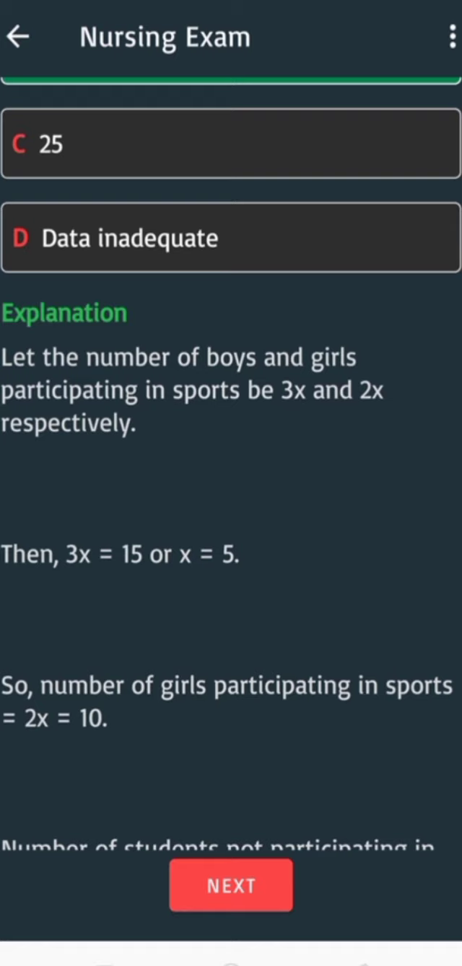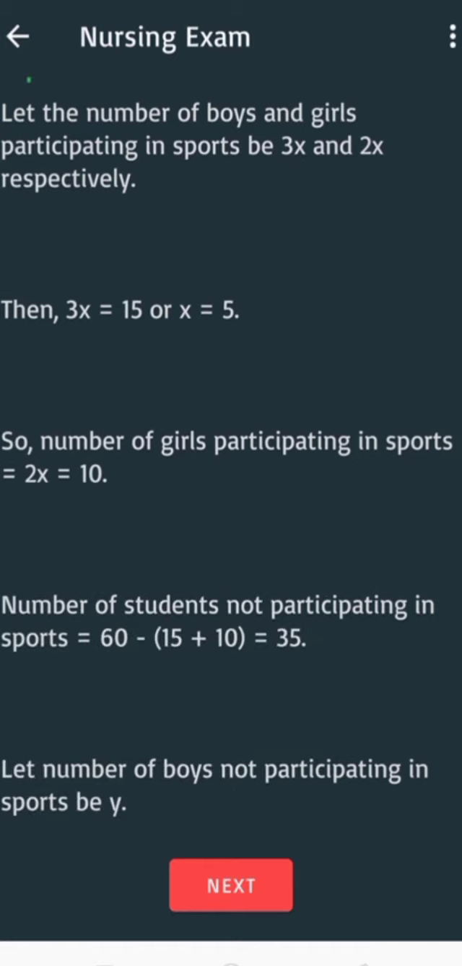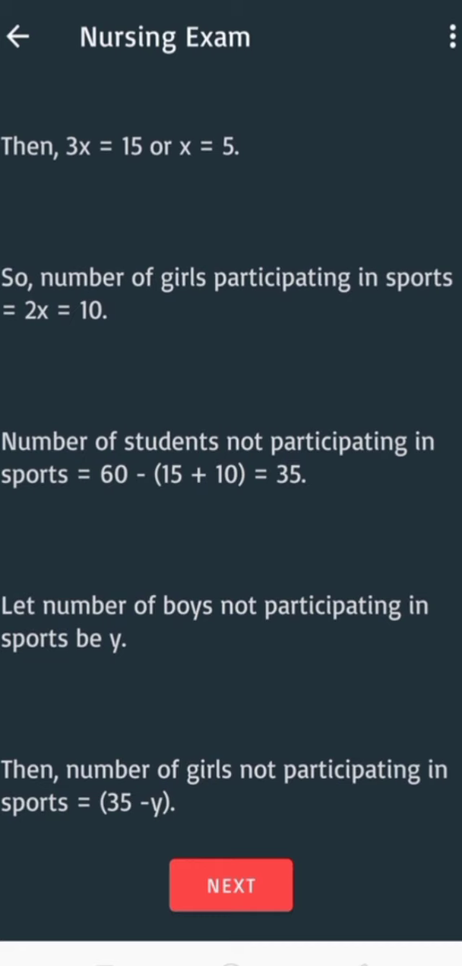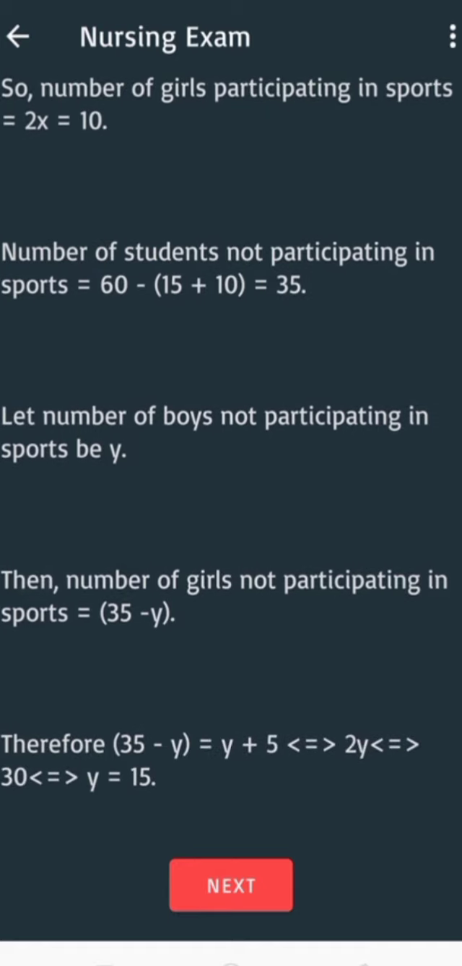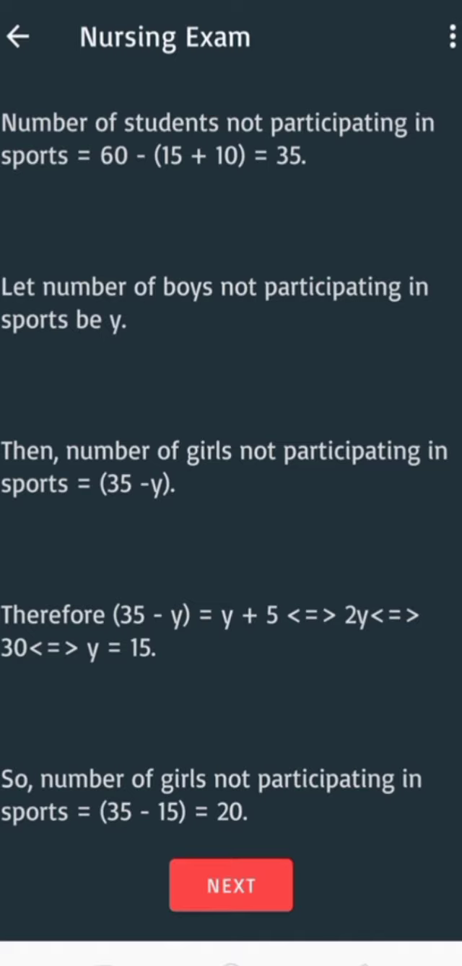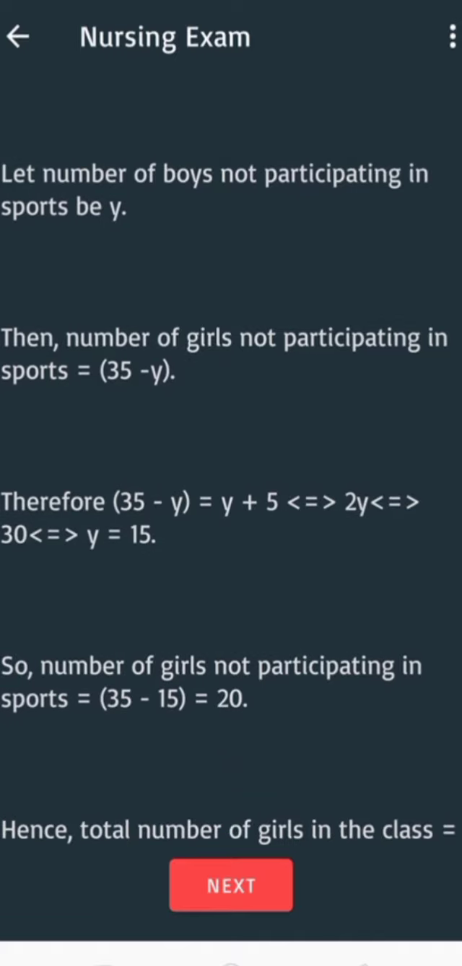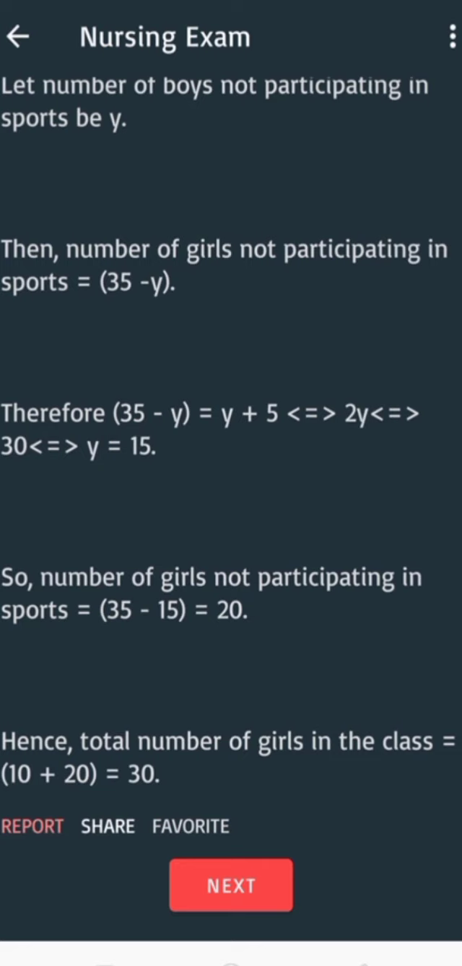Let number of boys not participating in sports be y, then number of girls not participating in sports equals 35 - y. Therefore, 35 - y = y + 5 => 2y = 30 => y = 15. So, number of girls not participating in sports equals 35 - 15 = 20. Hence, total number of girls in the class equals 10 + 20 = 30.